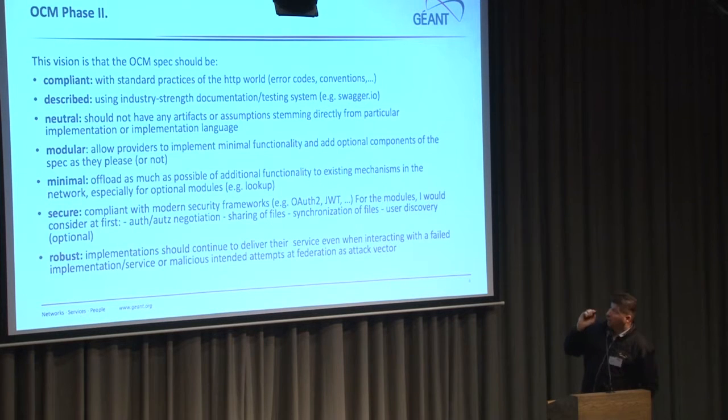So it should be compliant to best practices, API standard best practices. It should be well described in a format that we all understand. It should be vendor neutral. It should be modular, so when vendors start implementing it, they can pick various modules depending on what they want to do. It should be at least a minimal description of the basic functions that we want. And of course, it should be secure and robust.